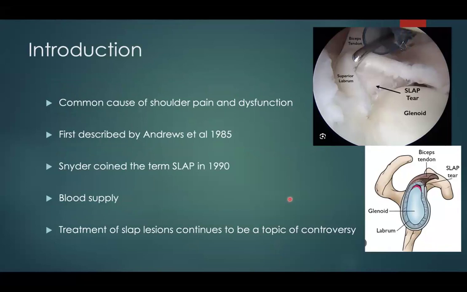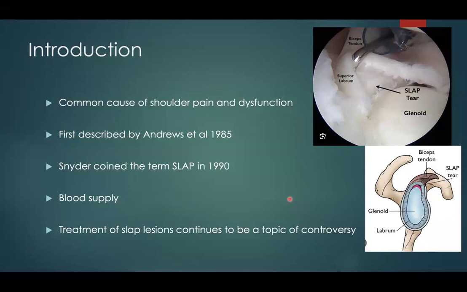In 1985, Andrews first described superior labral pathologies, and Snyder later coined the term SLAP lesion in the year 1990 because of the location and characteristic tear extension patterns. The vascular supply of the glenoid labrum arises from the suprascapular artery, the circumflex scapular branch of the subscapular artery, and posterior humeral circumflex artery. Vascularity is decreased in the anterior, anterosuperior, and superior parts of the labrum, thus making them more vulnerable to injuries and having impaired healing potential.